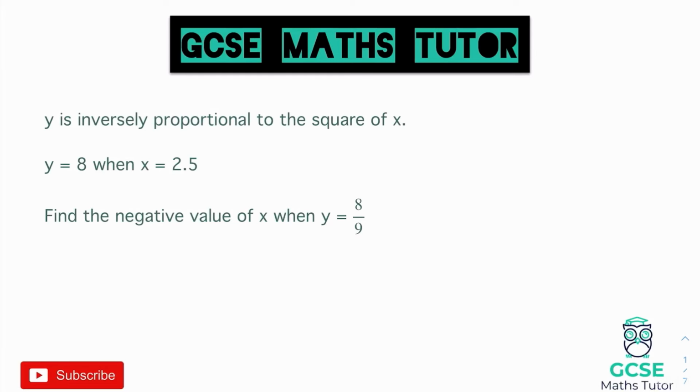So starting with this first one. Now it's talking about inverse proportion. So it says y is inversely proportional to the square of x. So straight away we're going to write down our formula, which is y is equal to k over x squared, the square of x. Okay, so there's our formula. It says when y is 8, x is equal to 2.5. So this one's okay, we've got y is 8, so 8 equals k over, and we've got 2.5 squared.